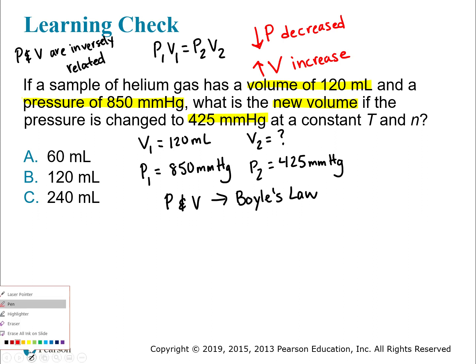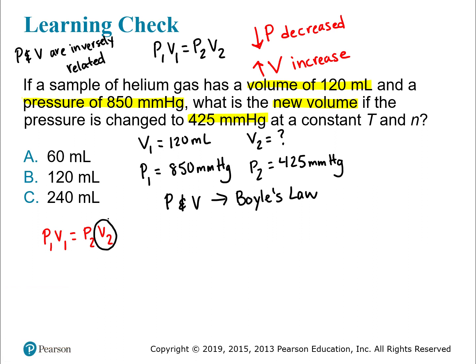Now we can do some math. We said Boyle's law is P1 V1 is equal to P2 V2. We're trying to solve for the new volume, which is V2. Rearrange the equation. Divide both sides by P2. So you isolate V2 on one side and everything else on the other. Gather your pressures together. I'll show you why in a minute.